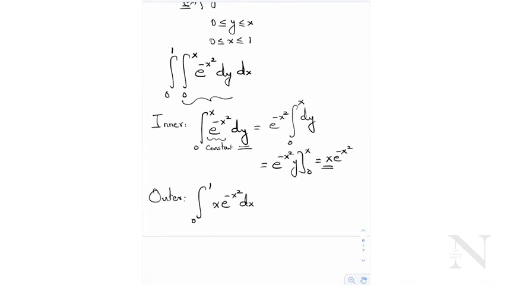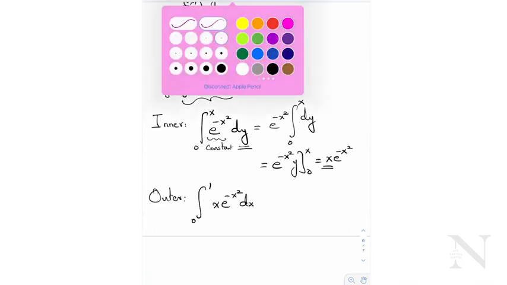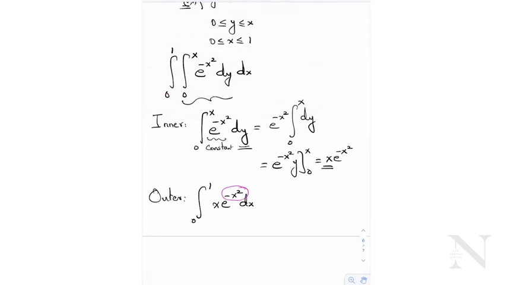Can you tell me how to do this integral now? Could you use u substitution? Yes, and that is probably the only way to do it. So you need to put u equal to negative x squared. That is the one technique that I want you to know for the semester.